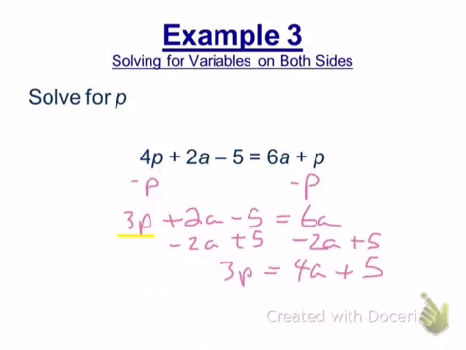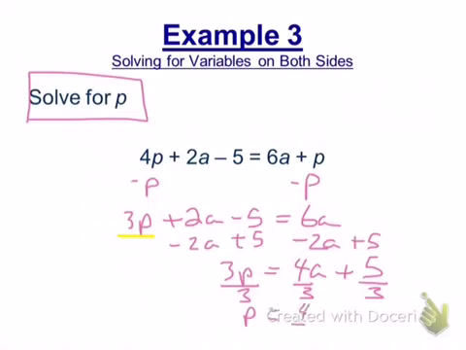Is P by itself? Keep in mind, I didn't do 3 on my paper. Solve for P. Brooklyn, you said earlier that means to get the P by itself, and that's exactly what we need to do. So now I have to get rid of this 3 times P. To undo multiplication, I use division. So divide every term by 3. And that gives us P equals 4/3 A plus 5/3.